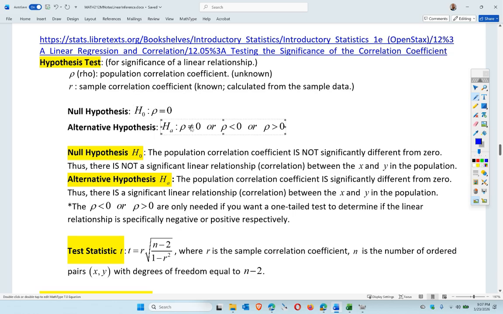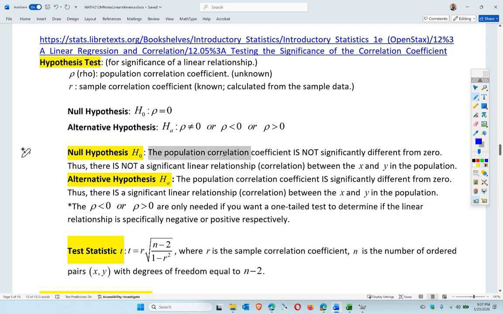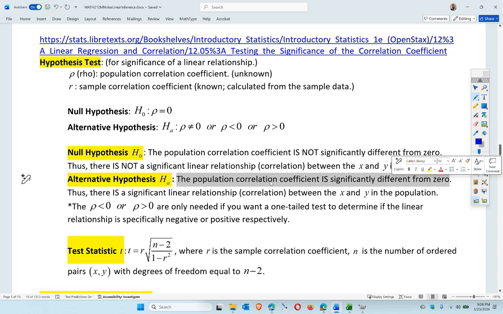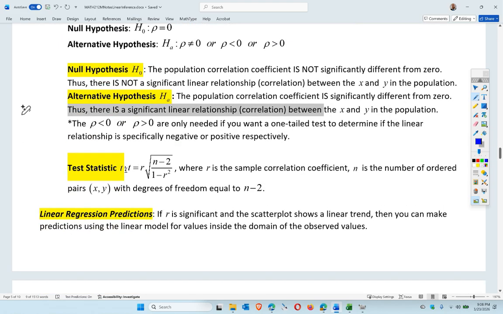So we're typically just going to stick with the not equal case, which means there is a relationship, because the other two are just if you want to specifically do a stronger test to prove positive or negative correlation, right? So basically, if you fail to reject the null hypothesis, the correlation coefficient is not significant. However, if you do reject, the population coefficient is significant, different from 0. Thus, there is probably a linear relationship, basically. So we're going to use the t statistic.